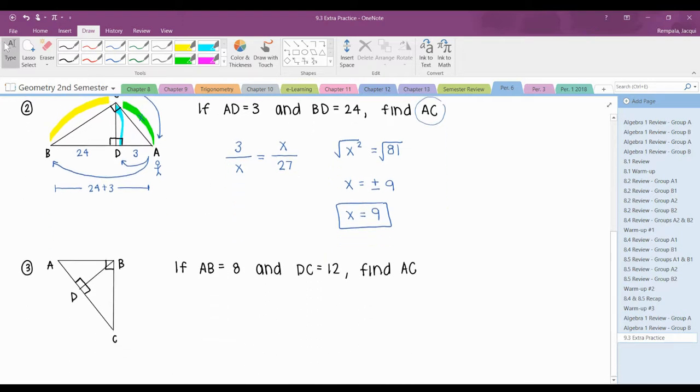If we take a look at this last example here, I'm going to start marking up what I know. So AB is 8, DC is 12, AC is what I want to find, so I can call that x.